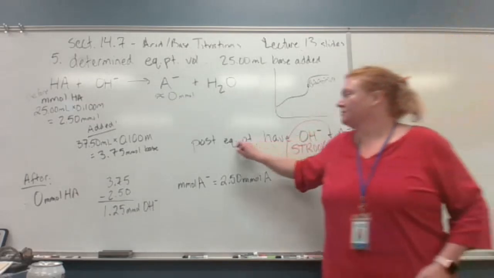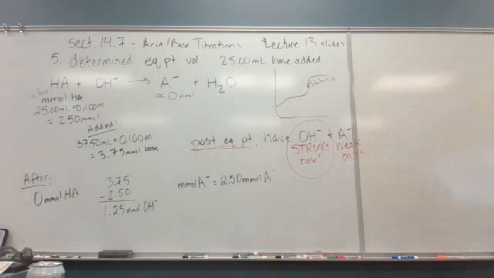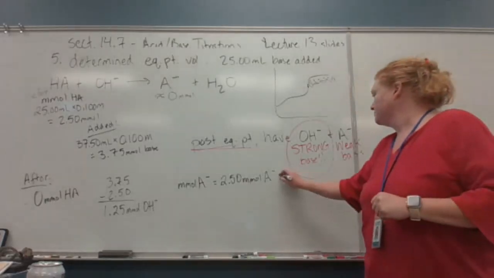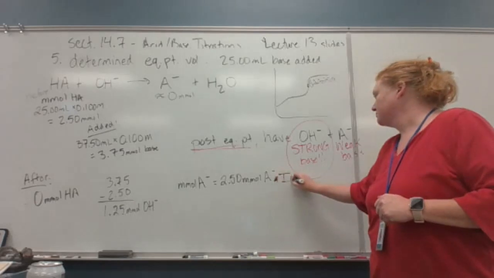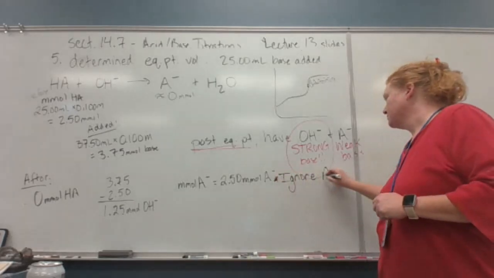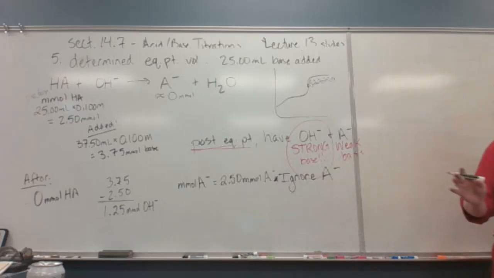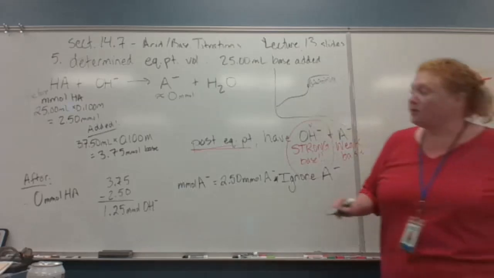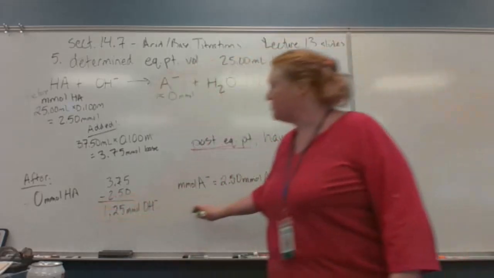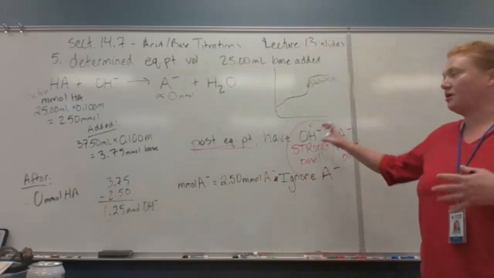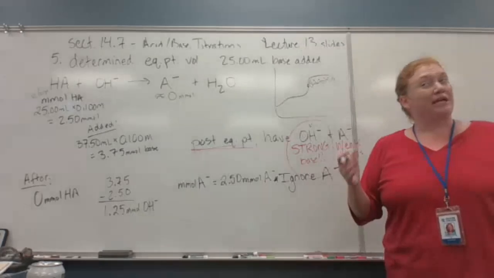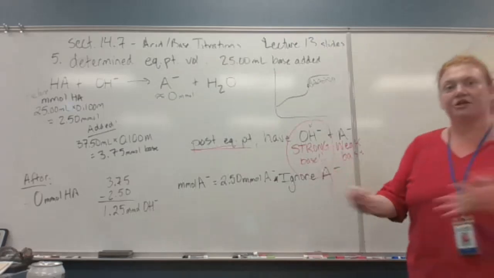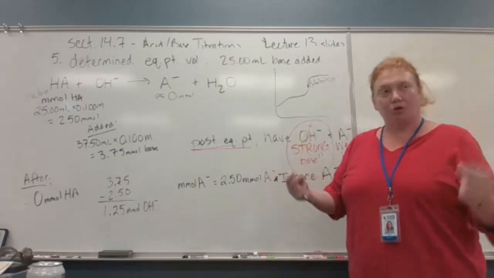Post-equivalence point, we can ignore it. I don't care about it. I care about the hydroxide. So I have 1.25 millimoles of hydroxide. What can I do with OH minus? I can find pOH. But can I plug millimoles into the pOH formula? What's the only thing I can plug into a pH or pOH formula? Molarity.